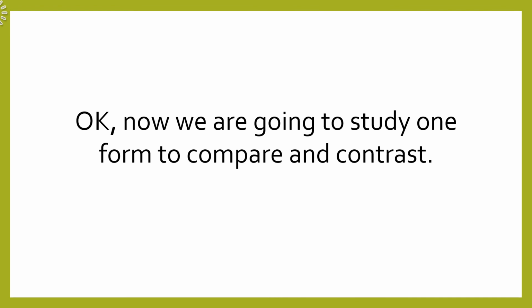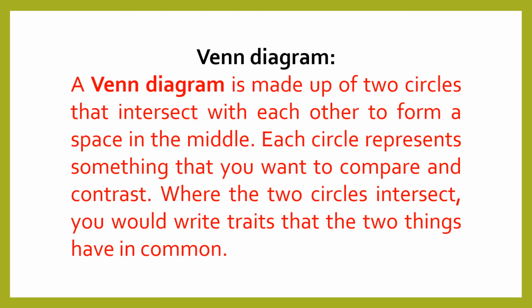Okay, now we are going to study one form to compare and contrast characteristics. We have the Venn diagram. A Venn diagram is made up of two circles that intersect with each other to form a space in the middle. Each circle represents something that you want to compare and contrast. Where the two circles intersect, you will write traits that these things have in common.